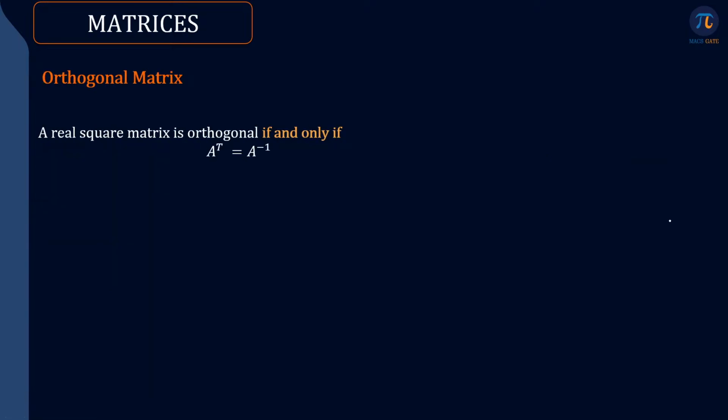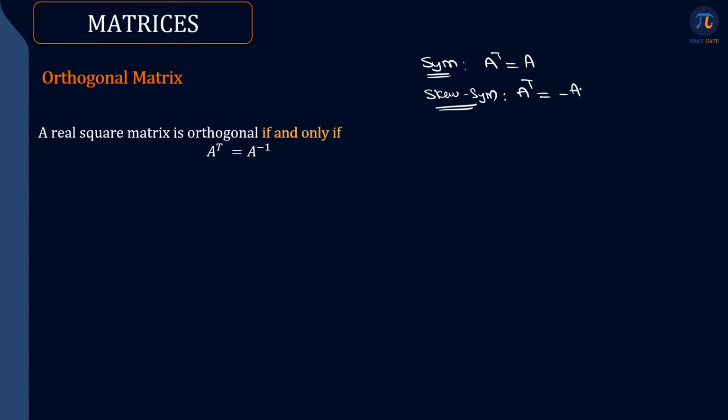Okay. Now the third definition. So we completed two definitions. What is a symmetric matrix? Symmetric means what, sir? A transpose is equal to A. What is a skew symmetric matrix? A transpose is minus A.